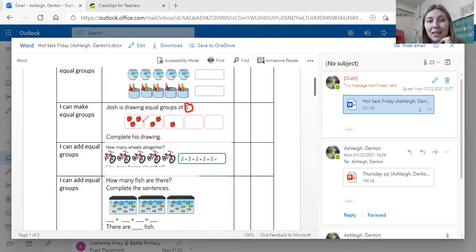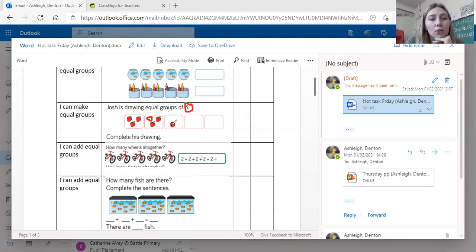So Josh has done half of the question and we need to carry on for him. So I can remember that I need to make sure that I have 3 strawberries in each of my groups. So let's check this first one together. There are 1, 2, 3. Okay, so Josh has done that one correctly. There are 3 strawberries in that group. Let's have a look at this second one. 1 and 2. Oh, so Josh has missed a strawberry out in this one. So I need to draw another strawberry in this group to make equal. So now I have 3 in this one and 3 in this one.